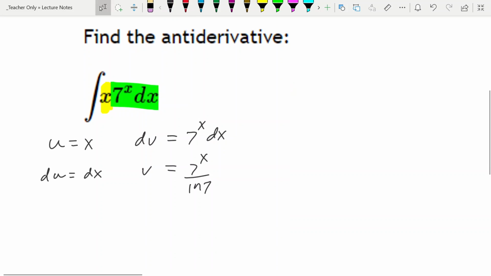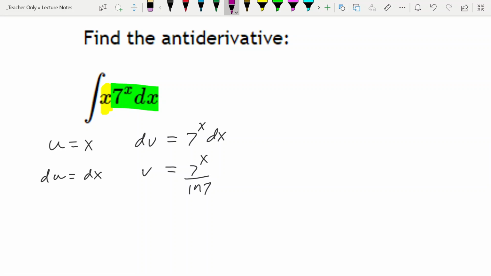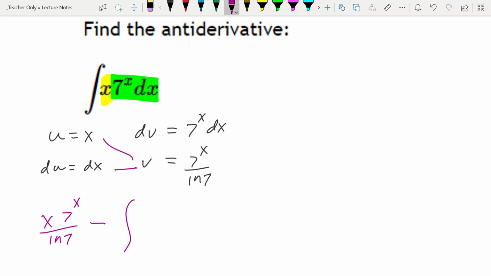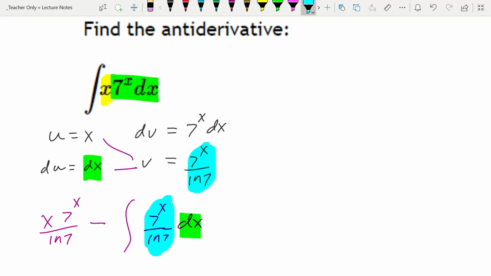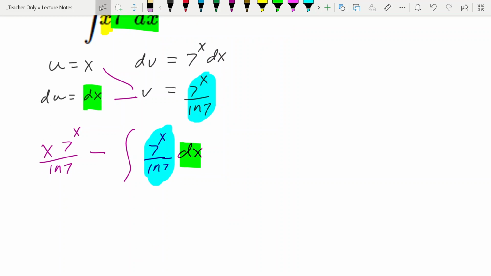And now we're ready to rewrite our antiderivative. So we know it's u times v, so that's going to be x times 7 to the x divided by the natural log of 7, minus the antiderivative of v du. So therefore, that would be 7 to the x divided by the natural log of 7 dx. Right? So we can see the du is the dx, the v is 7 to the x divided by the natural log of 7, and we are now ready to try again.